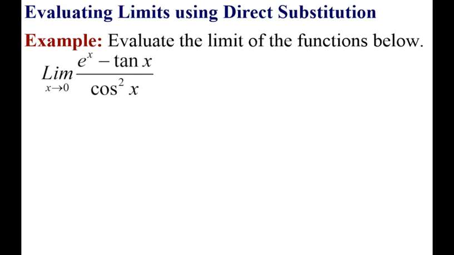The direct substitution method sounds exactly as it says: using direct substitution. What we're going to do is directly substitute into this function, where x approaches 0. Everywhere you have an x, you would substitute in 0. So in this case, you plug in 0 for x everywhere you see an x in the function.